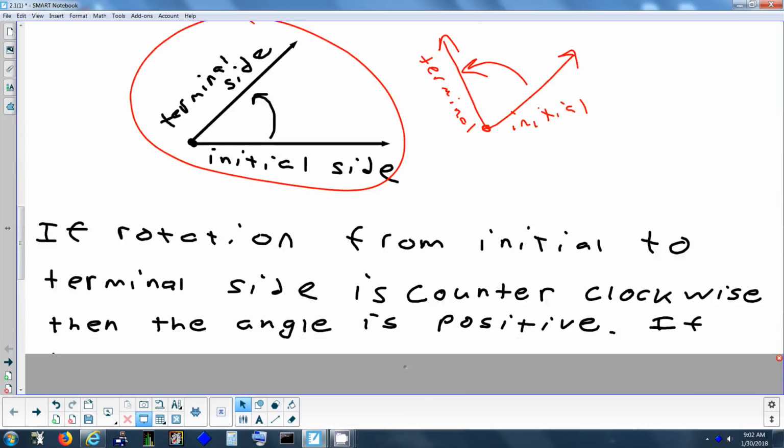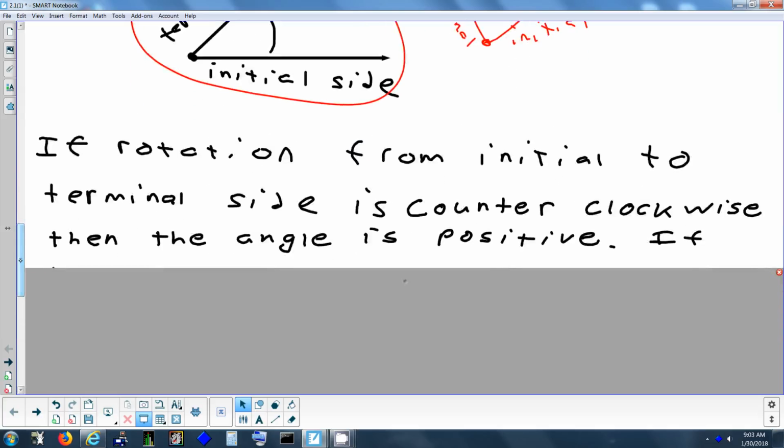All right, so when we measure an angle, you can measure it in both directions. I've been using the term counterclockwise to describe how to get from the initial to the terminal, but clockwise is another way to measure an angle. If you measure something counterclockwise, that's a positive angle.